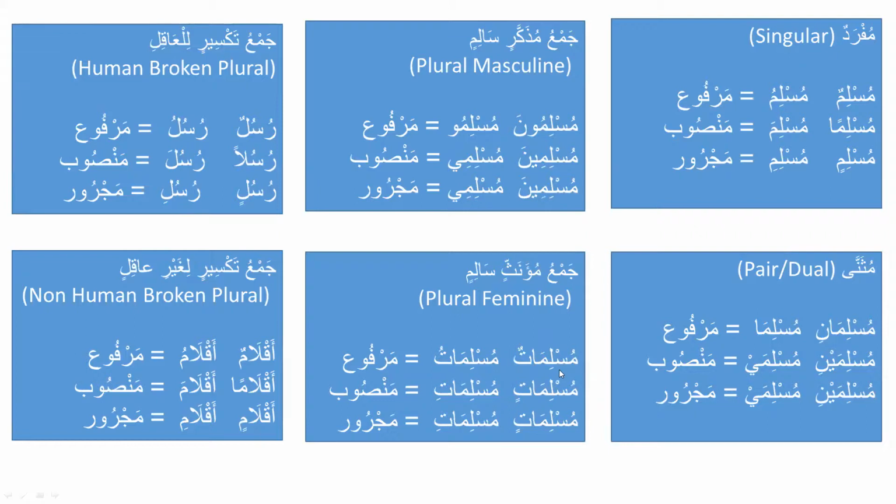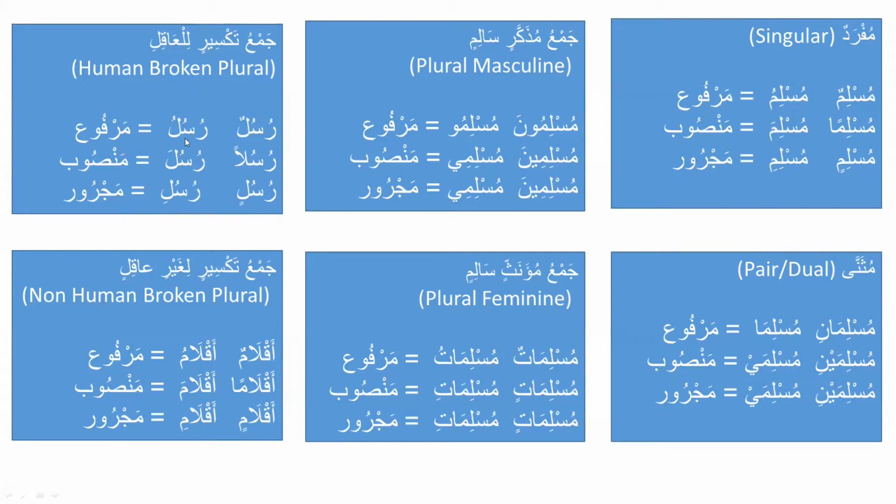That it means the singular is safe from any change in the plural form. Okay, and it's applied for both jam' muzakkar salim and jam' muannas as-salim. Jam' muannas salim ends with atun or atu in rafa, atin or ati in nasb, and atin or ati in jar. Jamu taksir al-aqil, this is human broken plural. This is how it is. An example of it is rusulun and rusulu in rafa, rusulan, rusula, nasb, rusulin, and rusuli, jar.